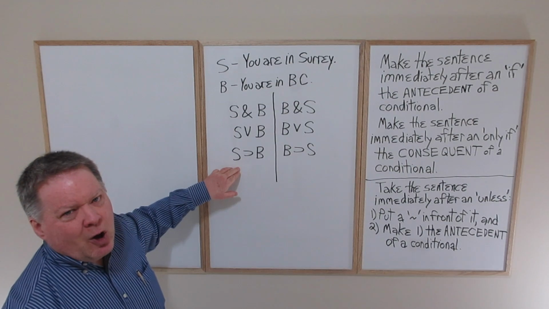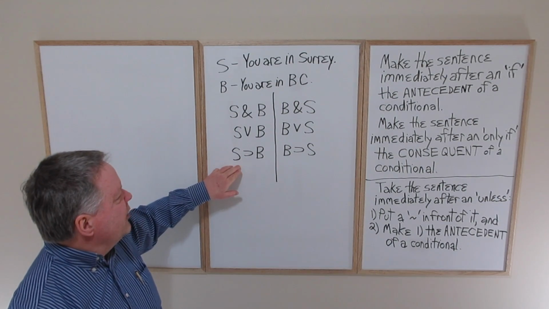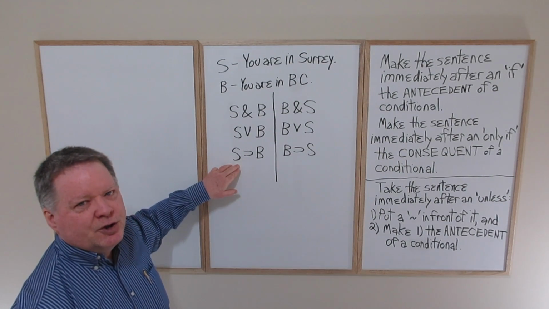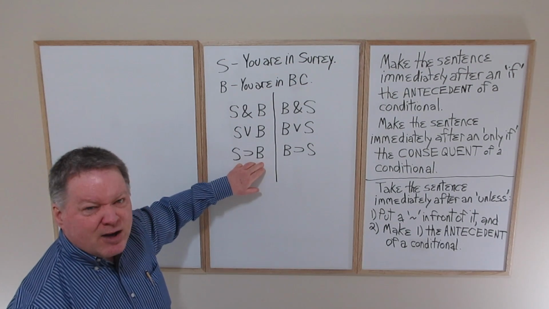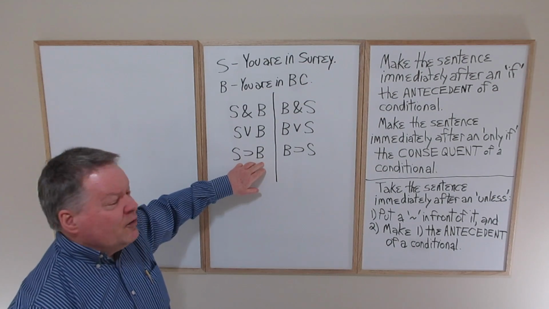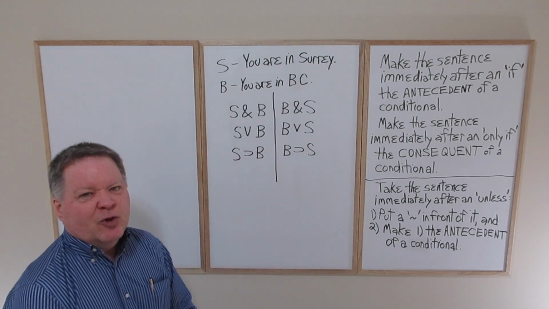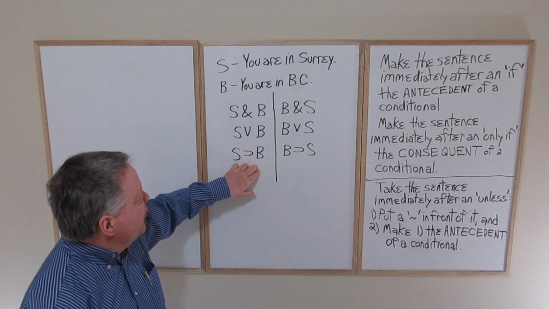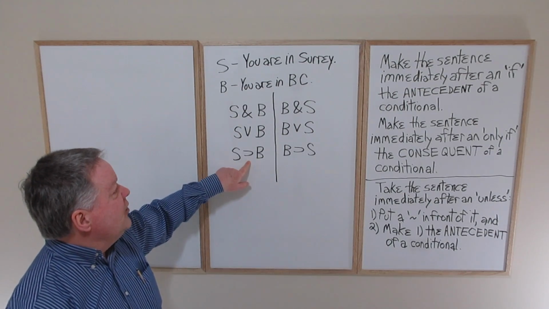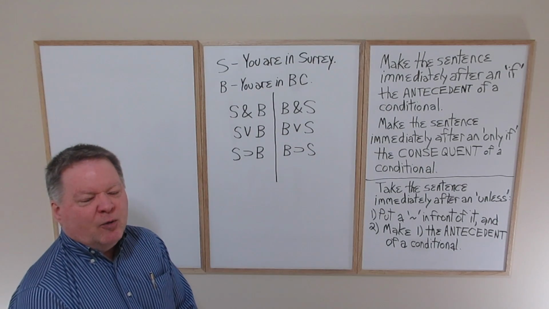The if clause, if you like, the part that occurs before the horseshoe, that's the antecedent. The then clause, or the sentence that occurs after the horseshoe, is called the consequent. The whole thing is called the conditional, and this symbol is called the horseshoe.